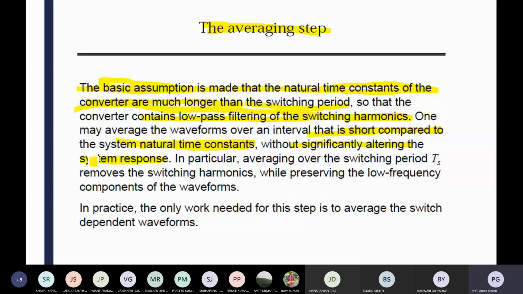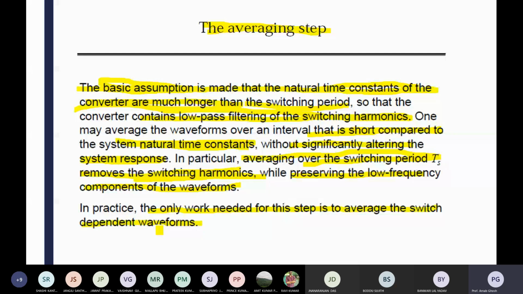Then in particular, averaging over the switching period, that is Ts, removes the switching harmonics. If you are using a good filter, you can omit them while preserving the low frequency components of the waveforms. In practice, the only work needed for this step is to average the switching dependent waveforms. We have to design that waveform in such a manner. So for the switching waveforms, that means average. How will the waveforms of your state variables, voltage and current, look after averaging?